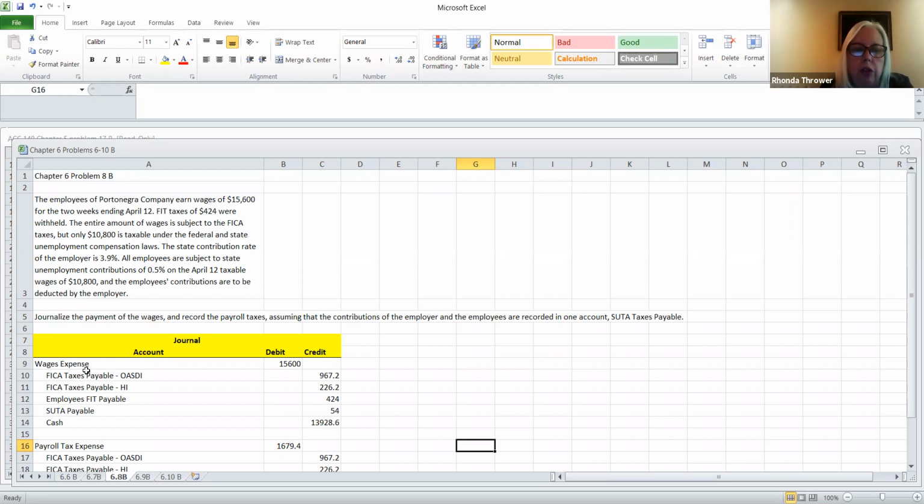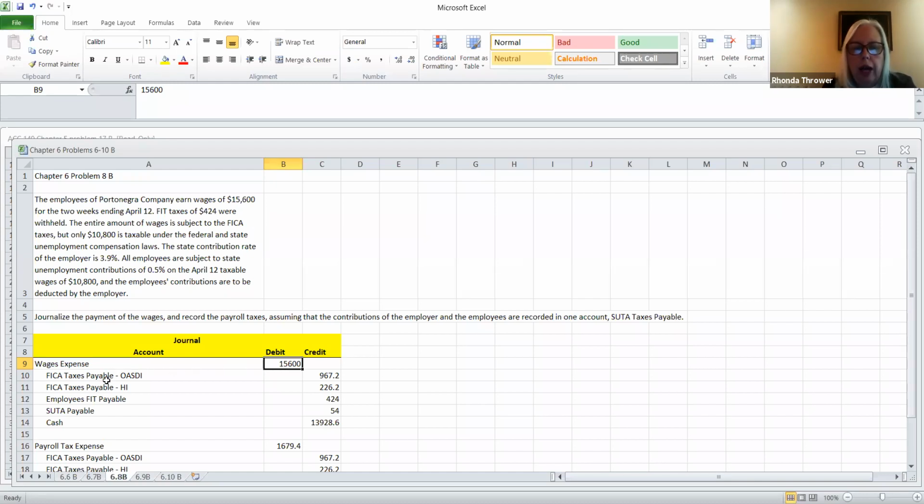So the first journal entry is only going to be for the employee's portion. We're going to debit our wages expense for the total of the gross payroll that we're paying in this period, which is $15,600 that was given. We debit the expense account because it increases on the debit side, and we're adding to our wages expense.